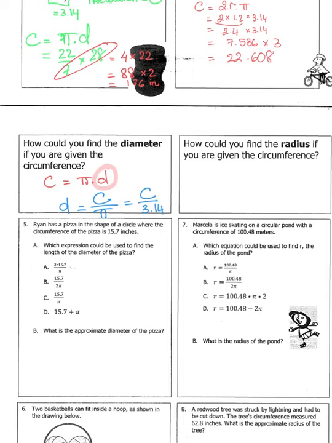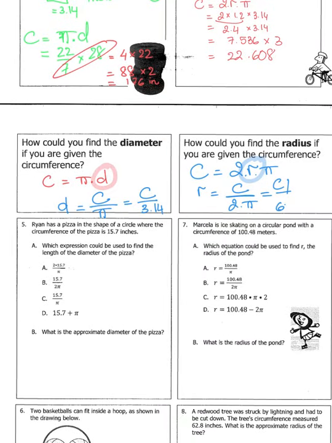Okay. Number 2. How could you find the radius if you are given the circumference? So again, circumference will be 2 times the radius times pi. Now if I'm looking for the radius, I will take circumference divided by 2 pi, which is circumference divided by 6.28. You know why 6.28? Because 1 pi is 3.14, 2 pi will be 6.28.